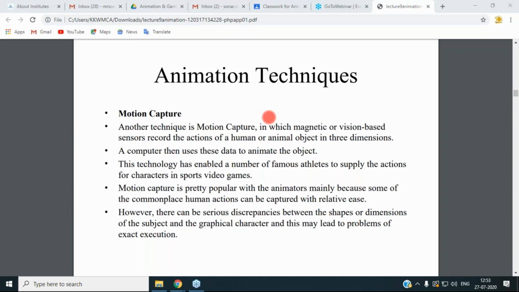So motion capture is pretty popular with animators, mainly because some of the commonplace human actions can be captured with relative ease. Of course it is very famous today, and you are able to see that Avatar and all the other movies which are created are using these motion capture technologies. However, there can be serious discrepancies between the shapes or dimensions of the subject and the graphical character, and this may lead to problems of exact execution. So this was the previous thing.